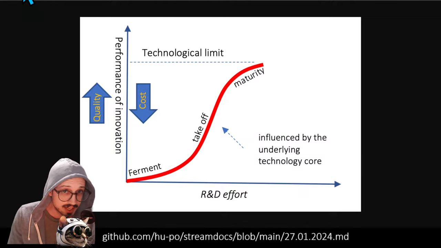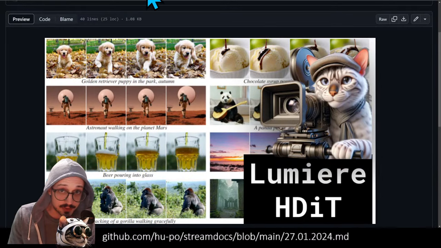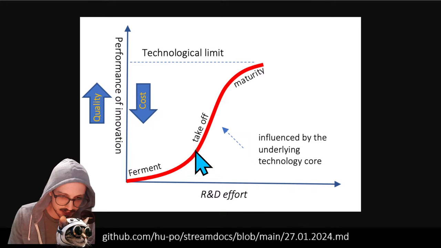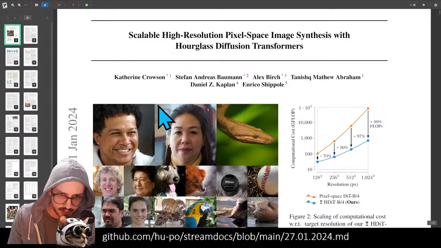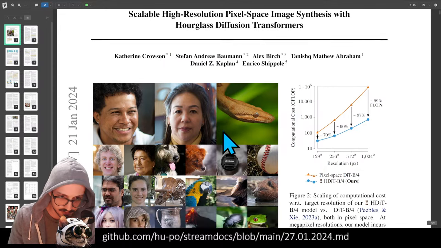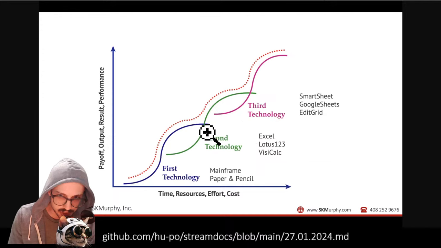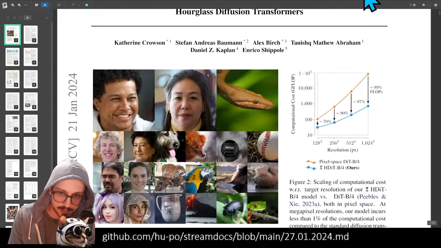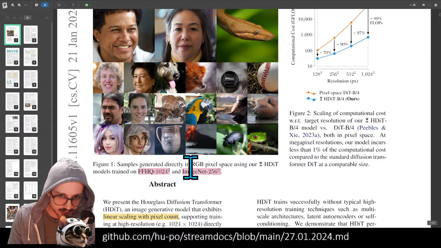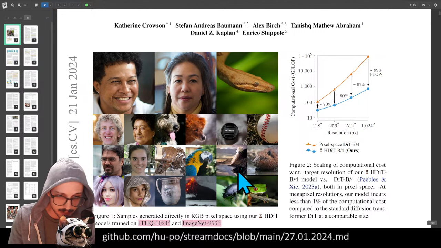So that's the choice for these two papers. This first paper, Lumiere, represents the beginning of the takeoff curve for video generation, and this second paper, the HDiT image diffusion paper, represents to me the maturation and the diminishing returns at the top of the S-curve for image generation. Honestly, when I look at this paper, yes, these are very high quality images, but I've already seen these. Midjourney generates pretty much the same quality. DALL-E 3 can also generate the same quality. You can get the same quality with open source Stable Diffusion based models.